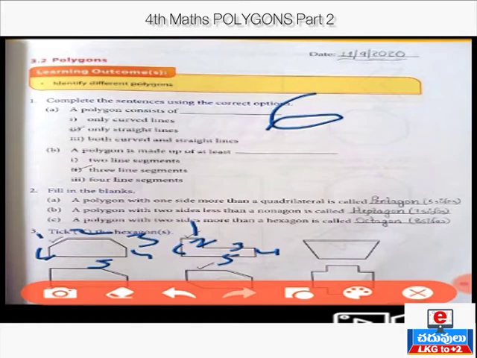Coming to the third one. 1, 2, 3, 4. 4 sides will be there. Is a 4-sided figure a hexagon? No, it is a quadrilateral. A 4-sided figure we call a quadrilateral. Okay.